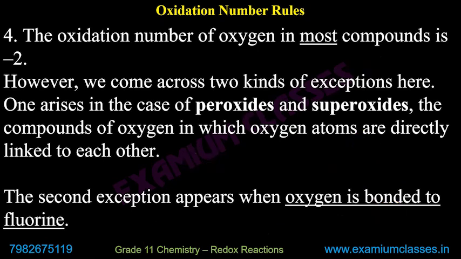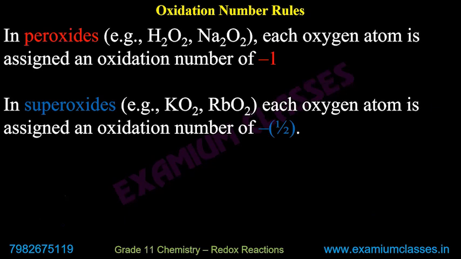Then the next one, oxygen when it combines with fluorine. I'm just moving ahead to explain that peroxides are -1, superoxides -1/2. And if you want to remember, these are the examples you already know: H2O2, hydrogen peroxide, Na2O2, sodium peroxide. And these are the superoxides: potassium superoxide and rubidium superoxide.